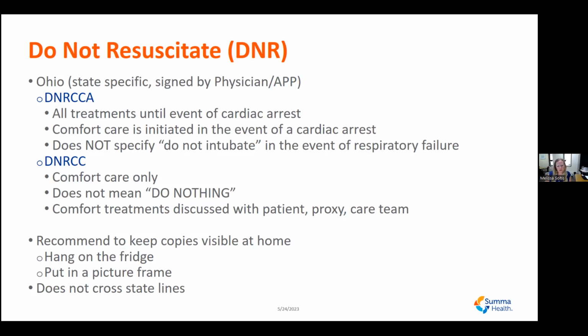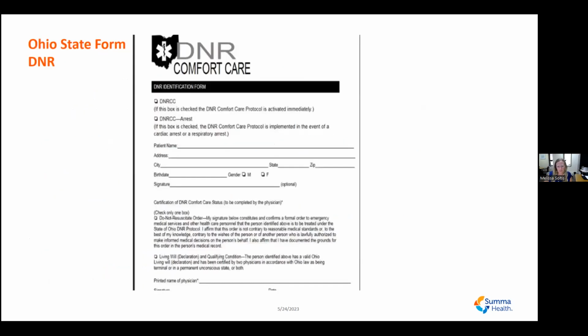And then a DNR CCO is the other option, which means comfort care. It does not mean do nothing. There are other options within that: pain medication, oxygen, hydration, depending on the patient. I recommend that we keep this visible at home. Just to show you the simplicity of this form, if you've never seen it, you see the two check boxes, DNR CC, that's comfort care, and then the CCA, CC arrest.